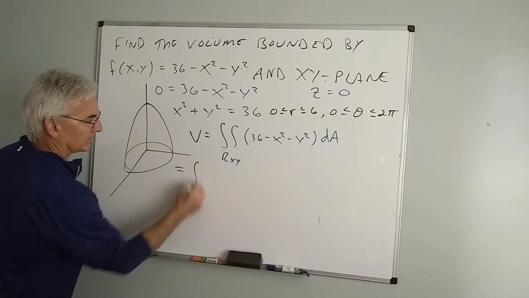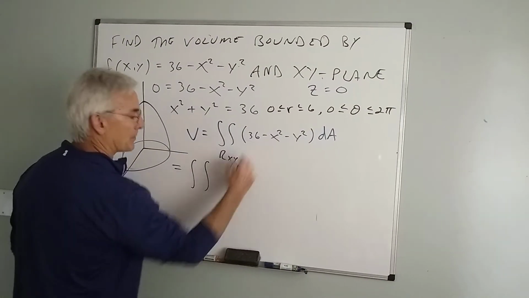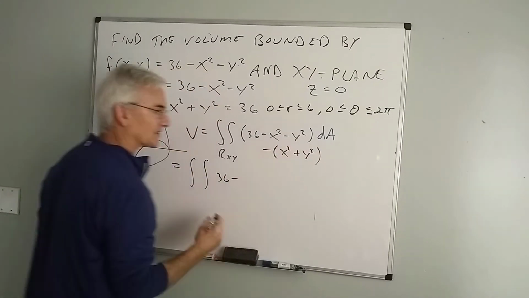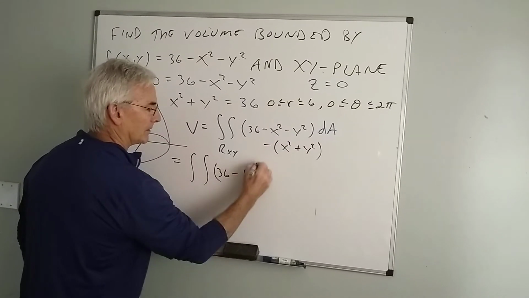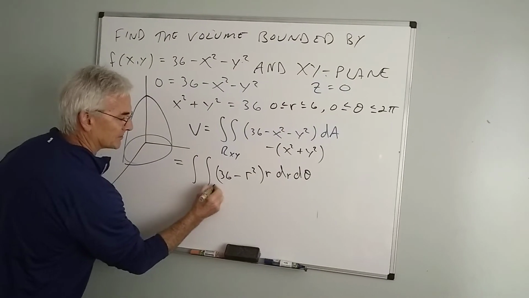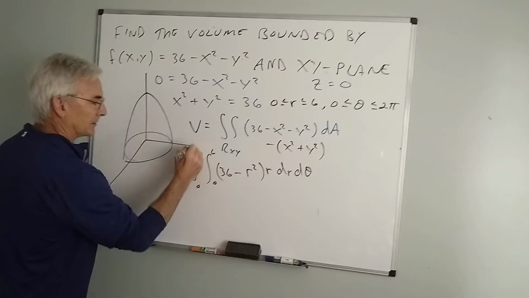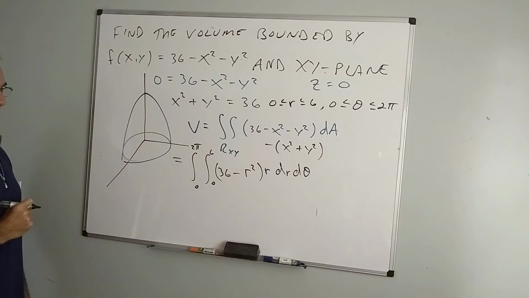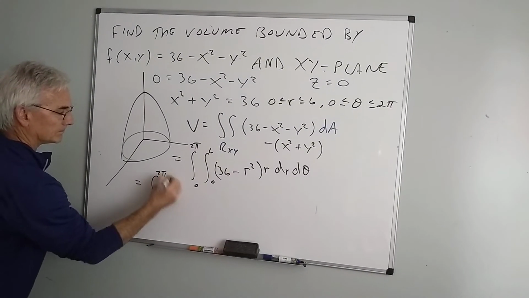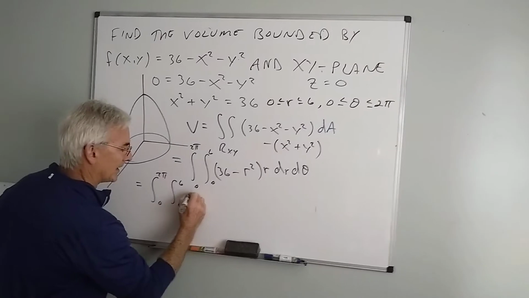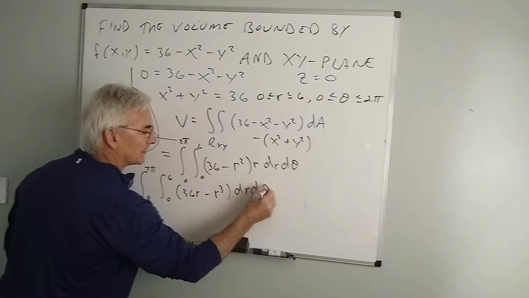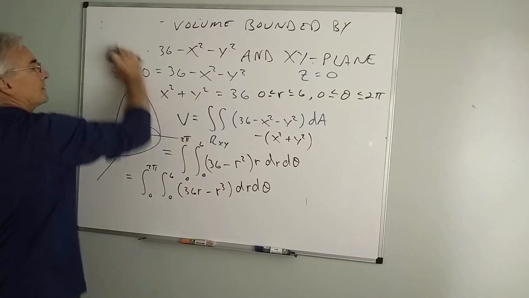So in polar, this integral will be 36 minus, that's subtracting that sum, so this is 36 minus r squared, r dr d theta. My limits of integration will be 0 to 6 in r, 0 to 2 pi in theta. I'll distribute first, and we'll have 36r minus r cubed dr d theta. Now I'm going to erase the top part so I can finish the integral.